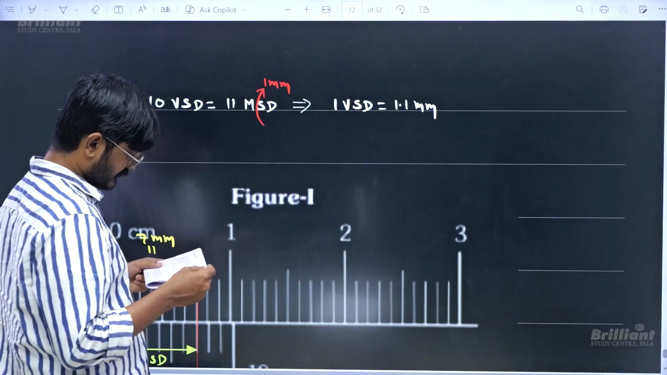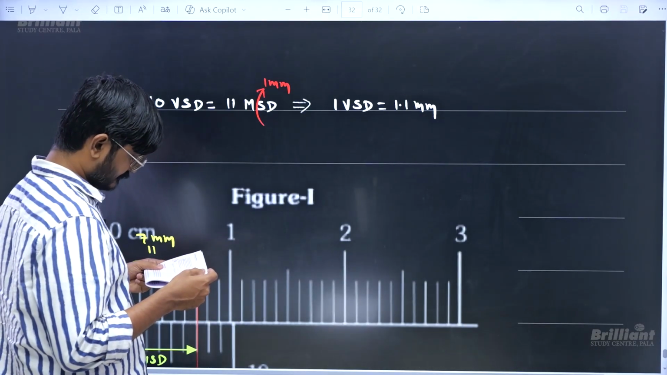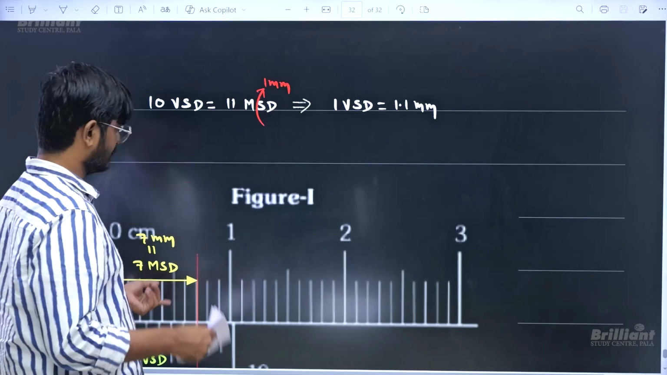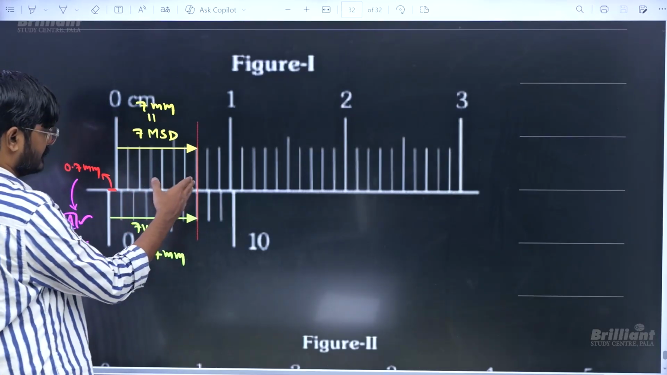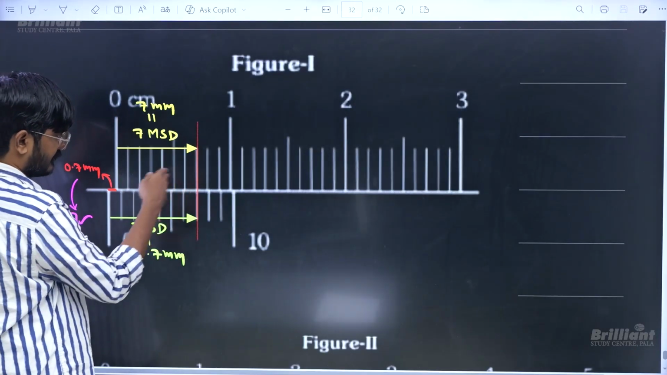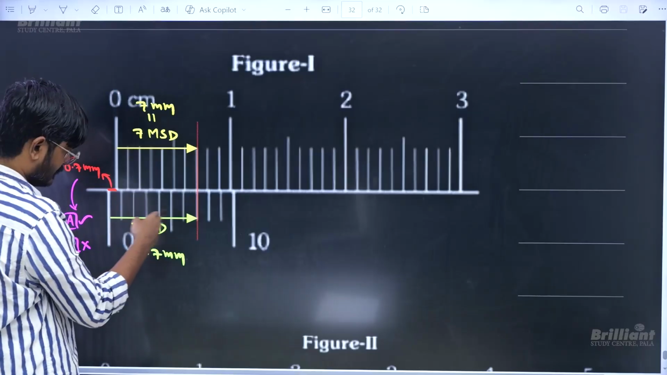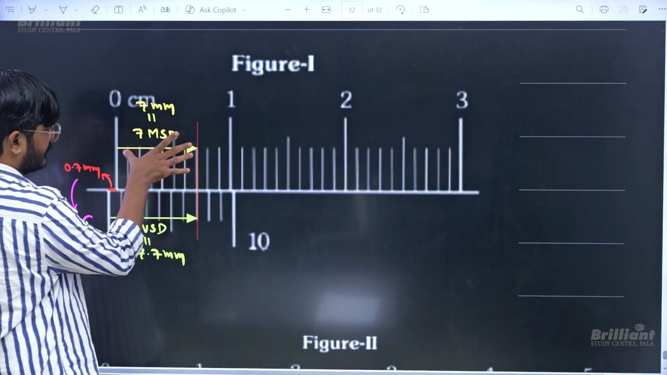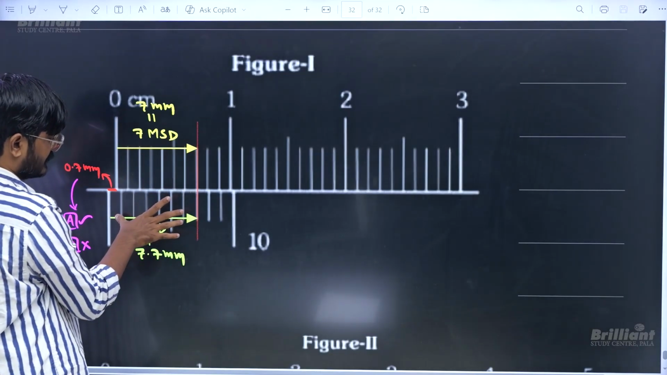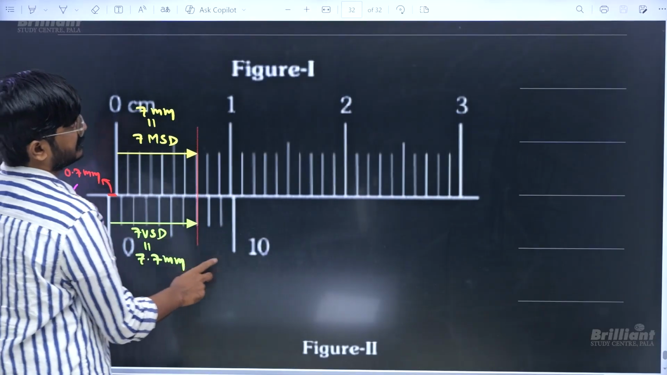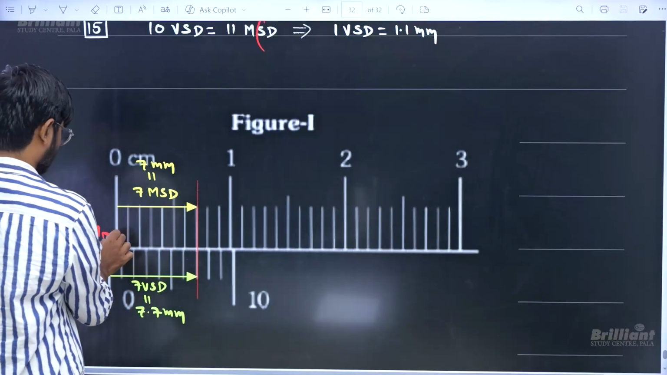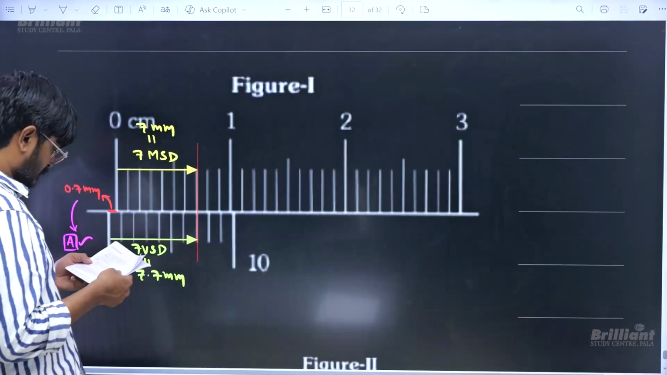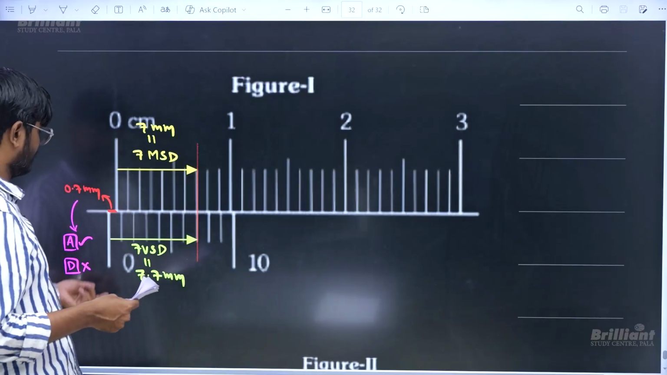The calipers have 0 error as shown in figure 1. So there is an error in figure 1. If you want to figure out what the error is, you need to see which line is coinciding. The 7th line here is coinciding with the 7th line here. So 7 main scale divisions coincide with 7 vernier scale divisions. 7 vernier scale divisions is 7.7 mm. 7 main scale divisions is 7 mm. So this error is 0.7 mm. So from there you can see there is an error of 0.7 mm.